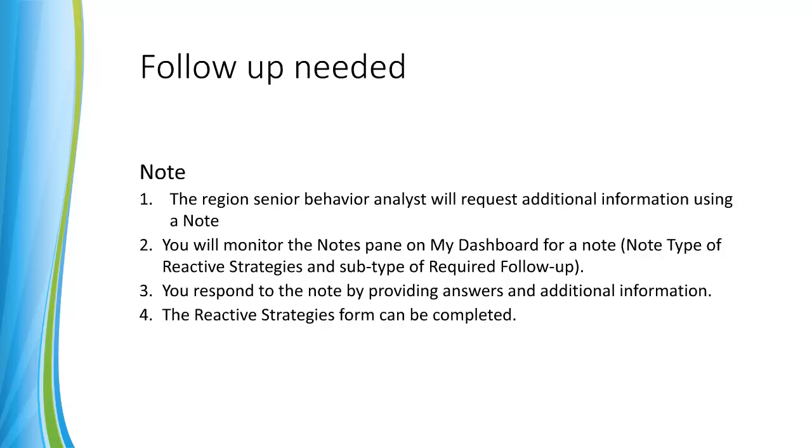Status: set it to complete. Recipient: Regional Senior Behavior Analyst or designee. Next, from the File menu, select Save and Close Notes. The page will refresh, and you will be returned to the Reactive Strategies form. Leave the form in pending status, and from the File menu, select Save and Close Forms. The region will update the Reactive Strategies form.